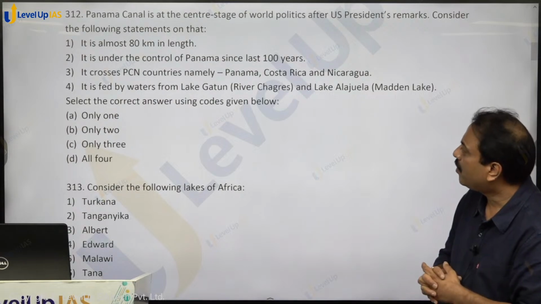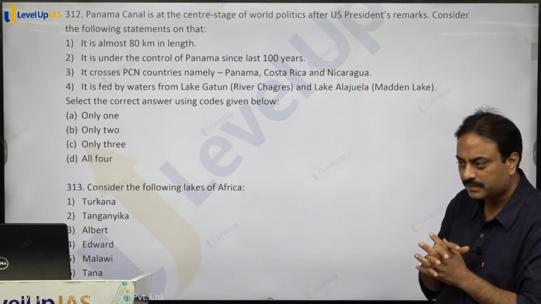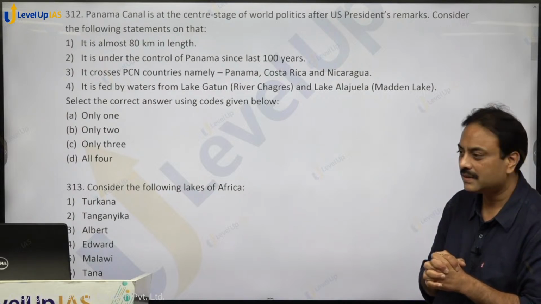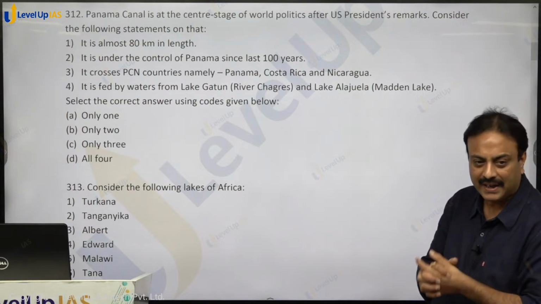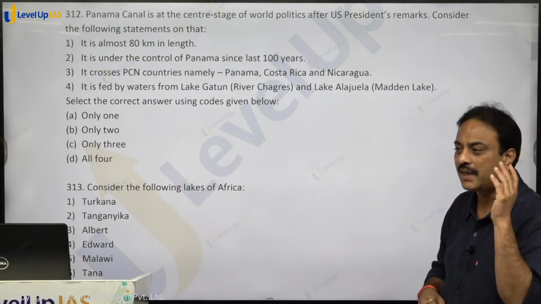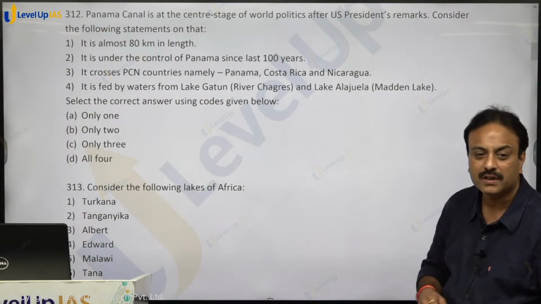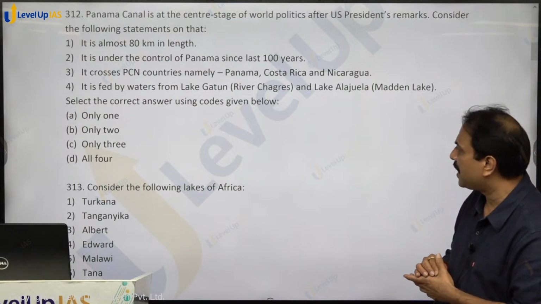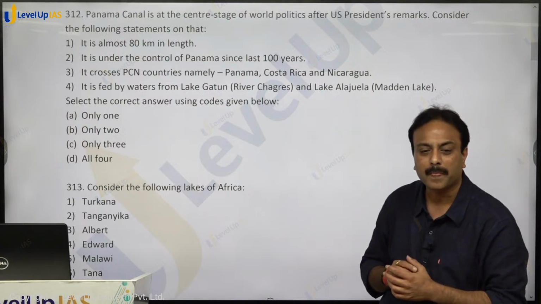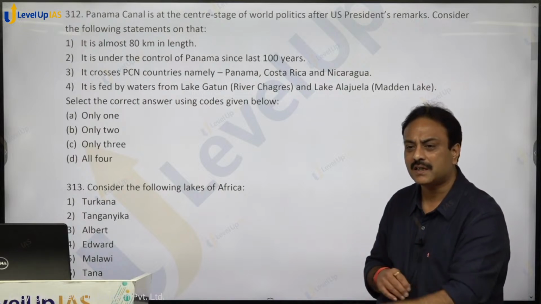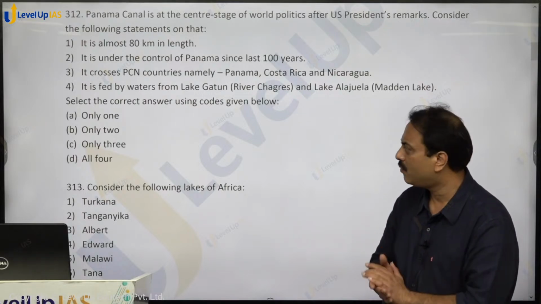It is under the control of Panama since last 100 years. Since when? 1999, USA handed it over to Panama. So not last 100 years. 100 years ago Panama Canal had not even started. It crosses PCN countries, Panama, Costa Rica and Nicaragua. Only one country, Panama, not PCN countries. It is present only in one country.